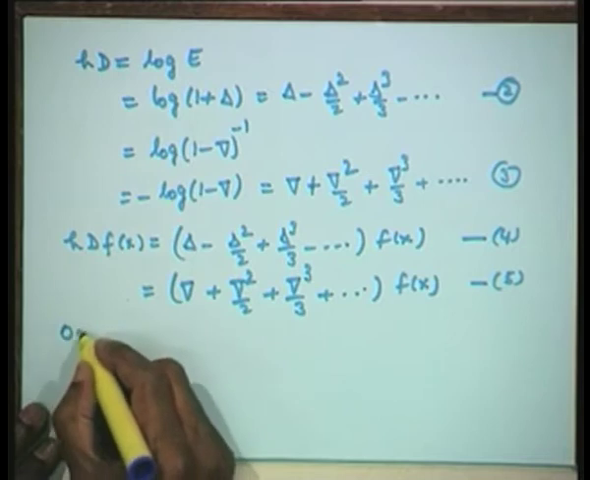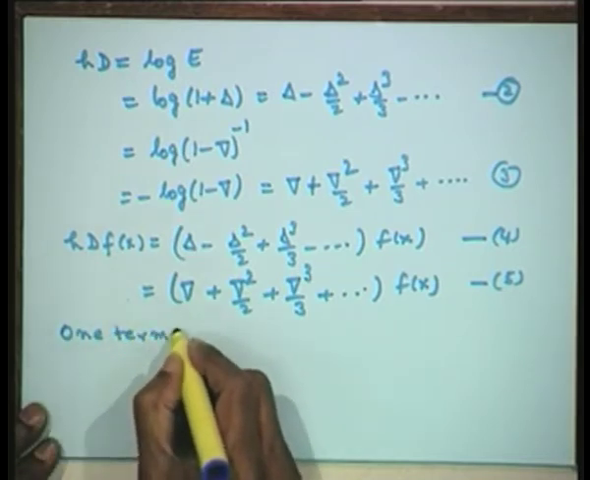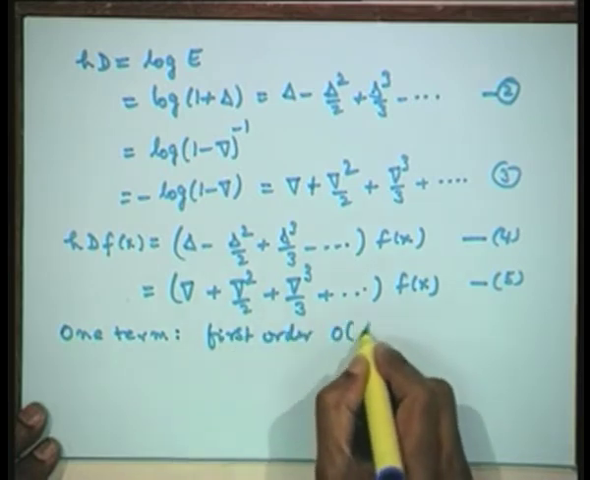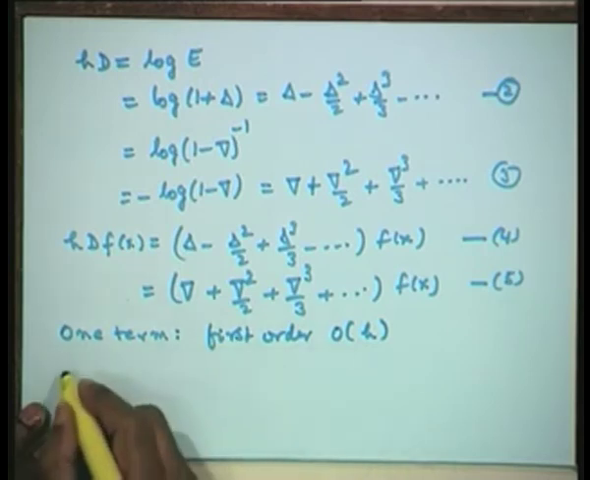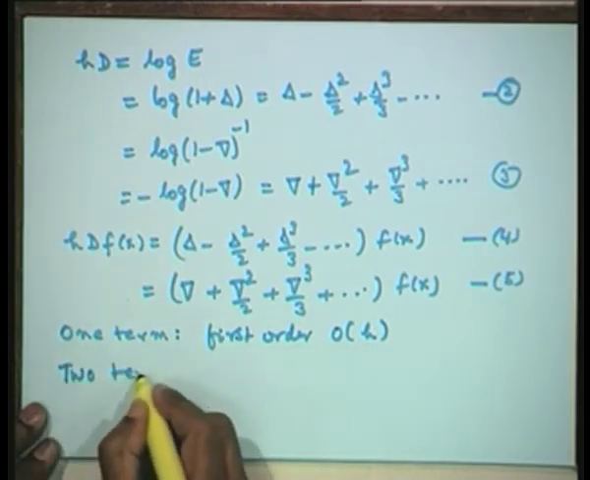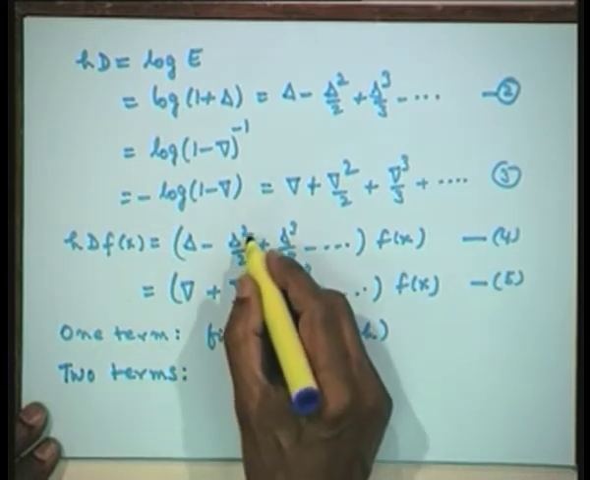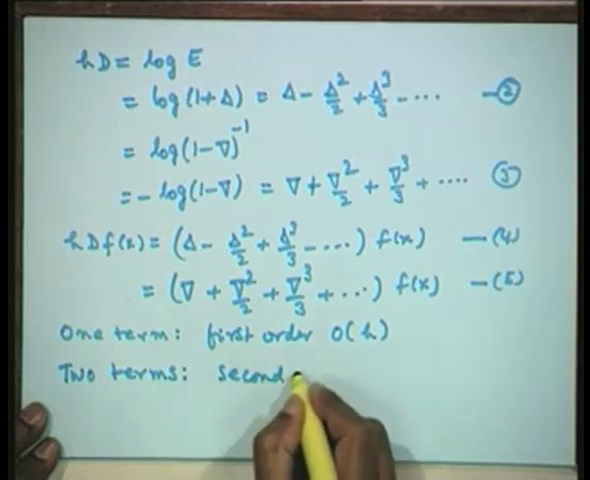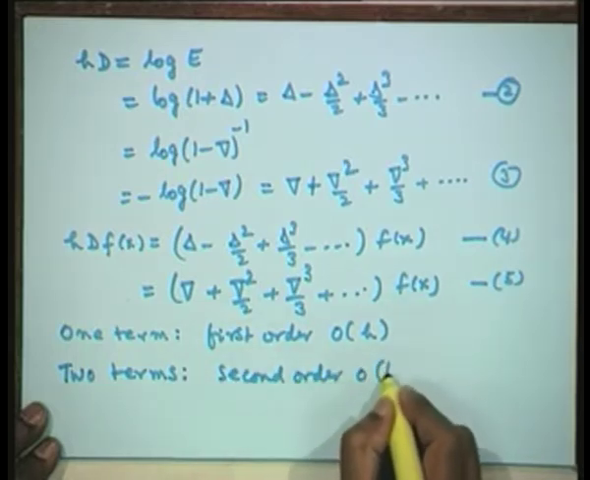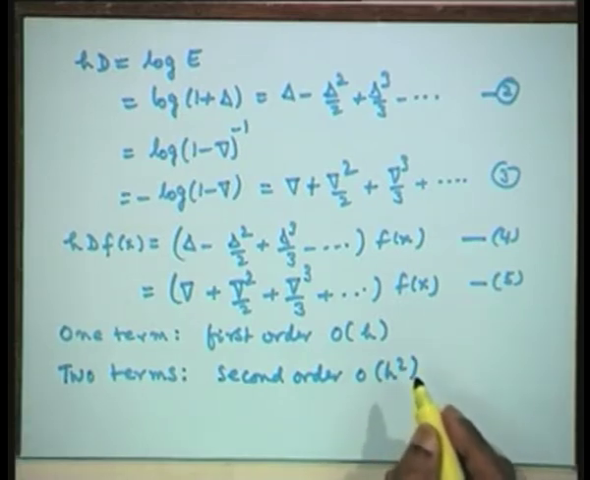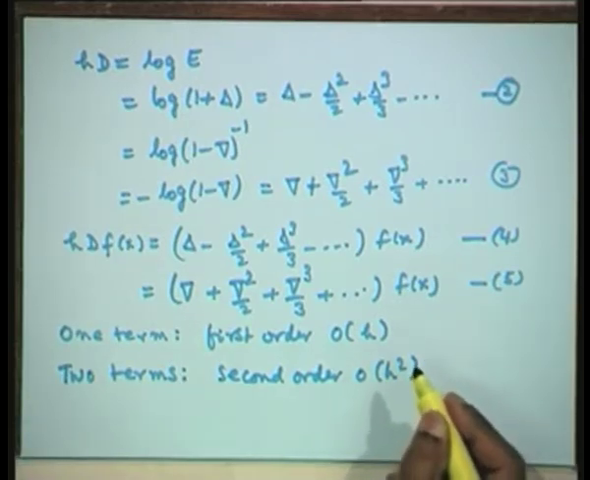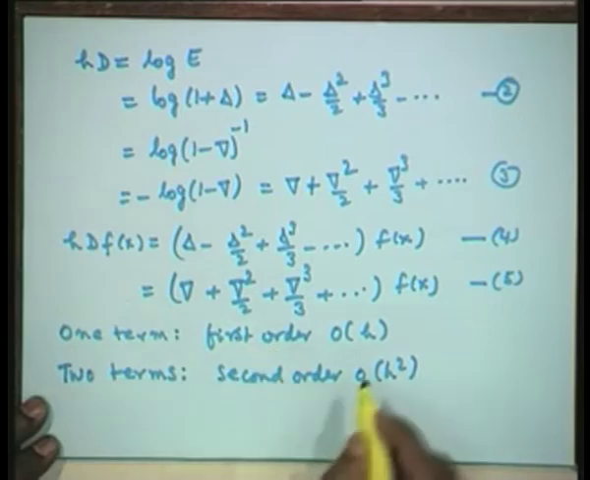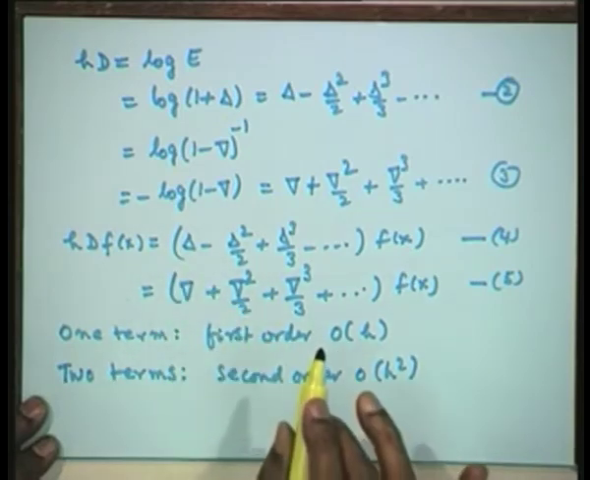If I use only one term in this expansion, I will get first order formulas, that means order of h formulas. If I use 2 terms, that means I am using up to delta squared by 2 here and backward difference squared by 2, then I will get all second order formulas, order of h squared formulas. Whatever we have derived earlier using the forward or the backward differences are obtained using this particular formula also.